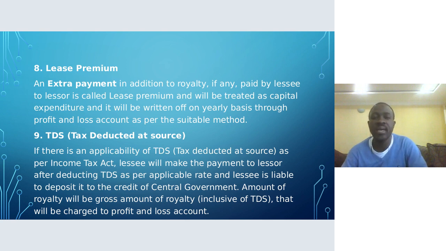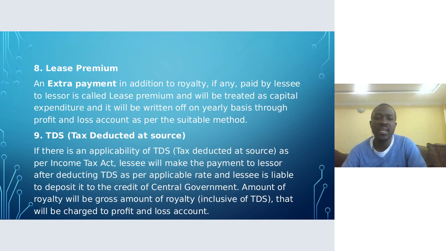Our next item is the lease premium. So this is simply an extra payment in addition to royalty. This is paid by the lessee to the lessor, and it will be treated as a capital expenditure. So it will be written off on yearly basis through the profit and loss account.